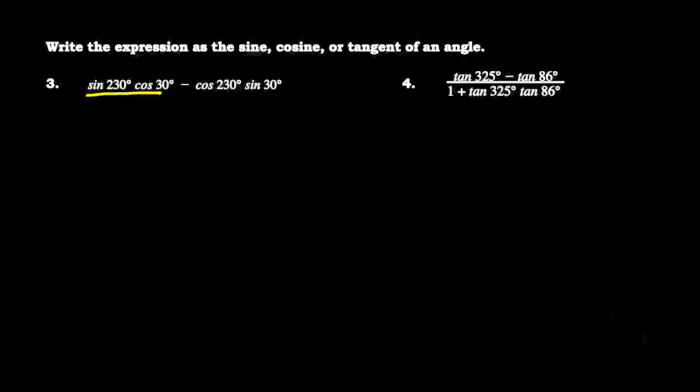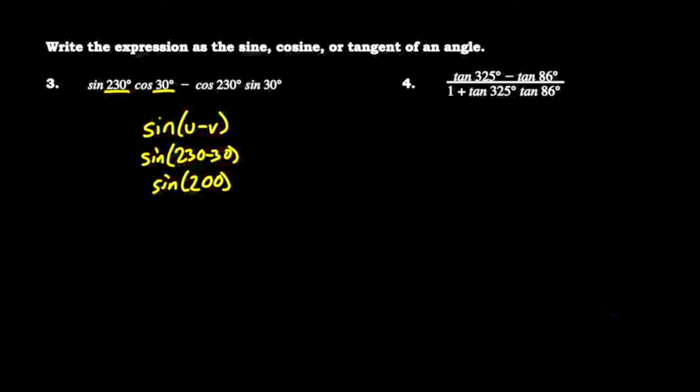So if you look at sine times cosine minus cosine times sine, just look at the general structure of the problem. That structure, sine cosine minus cosine sine, comes from sine of u minus v. And again, if you just substitute the u and the v with these two angles, you'd get sine of, and then 230 minus 30, which is just the sine of 200 degrees.